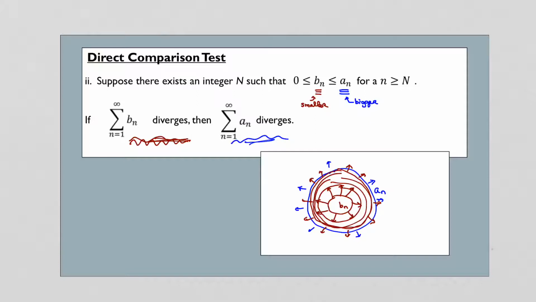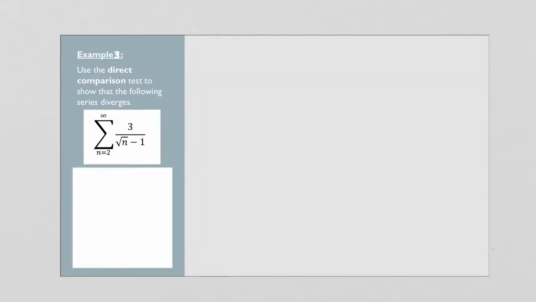So let's get right to it and do a mathematical example. So this is actually the third example we are doing for the direct comparison test. Example 3, use the direct comparison test to show that the following series diverges. This time we are starting with the infinite series n equals 2 to infinity of 3 over the square root of n minus 1. This is our series a sub n. The direct comparison test requires us to find another series to compare to. So we'll call that series b sub n.